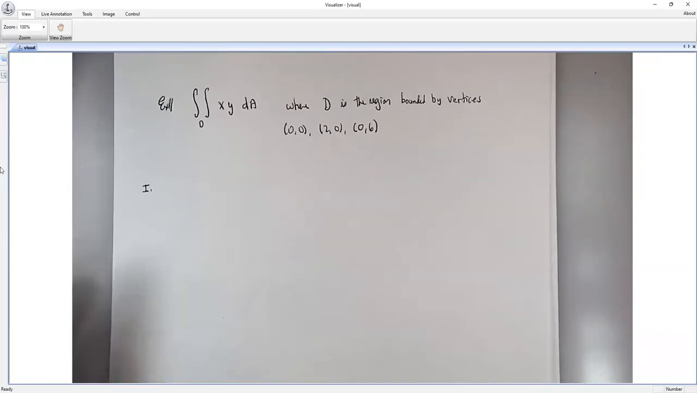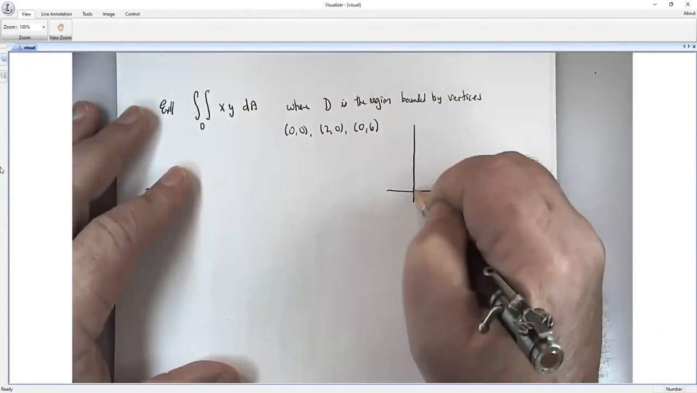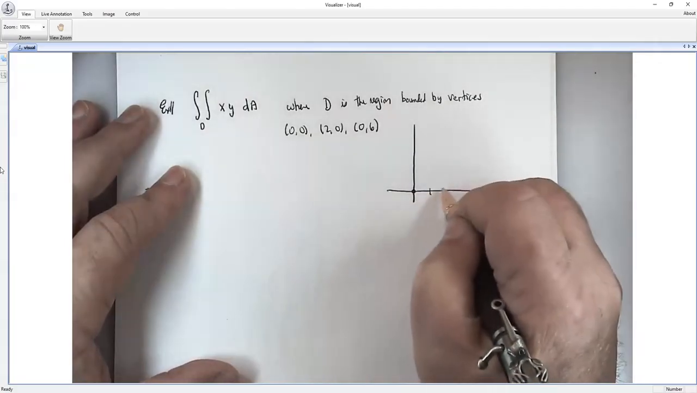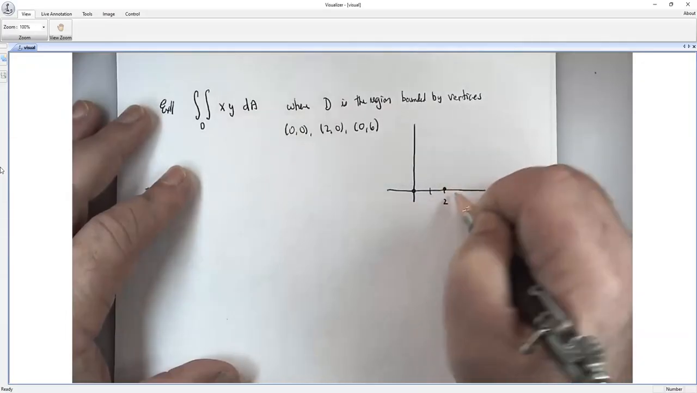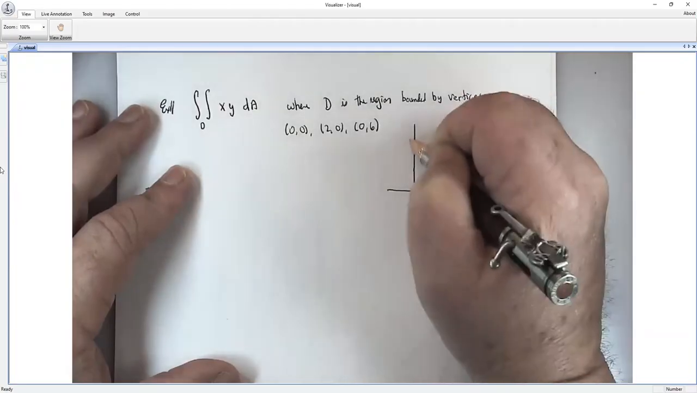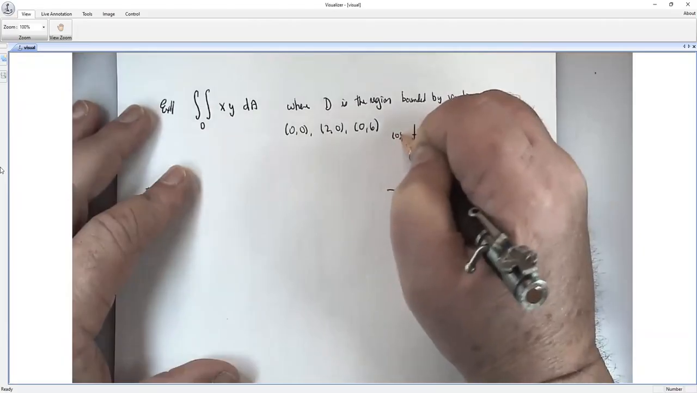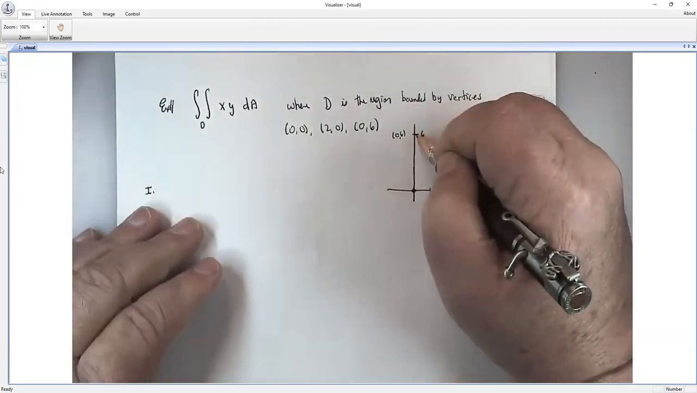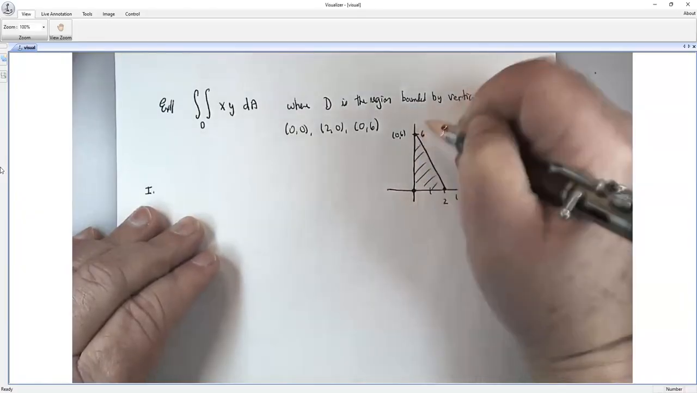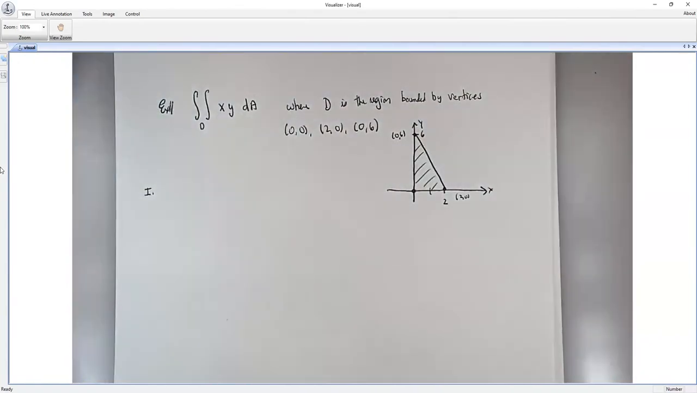So you want to draw the region here. 0, 0, I can handle that. That's the origin. x is 2, y is 0, so 2, 0 would be right here. Like we said, this is the point 2, comma 0. The other one is 0, 6, so I'm going to put it up here at 6. Here's the point 0, 6. This triangular region is the region we are trying to integrate over.